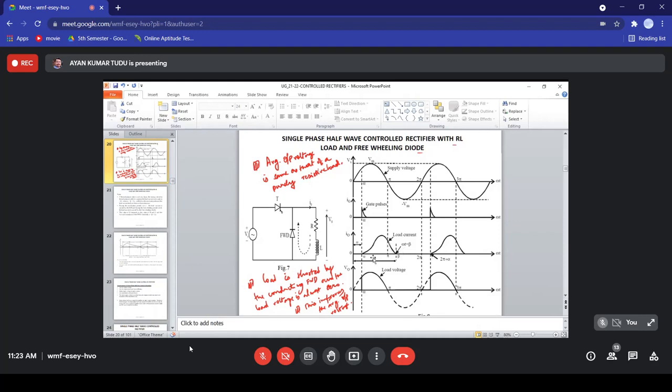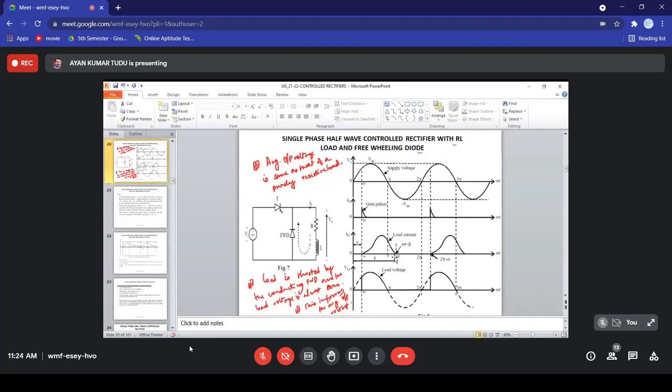But here, as you can see, since the load inductance is such that it is able to maintain the load current only up to omega t equal to beta, which is well before the next gate pulse, the load current tends to be discontinuous because it is tending to be zero.